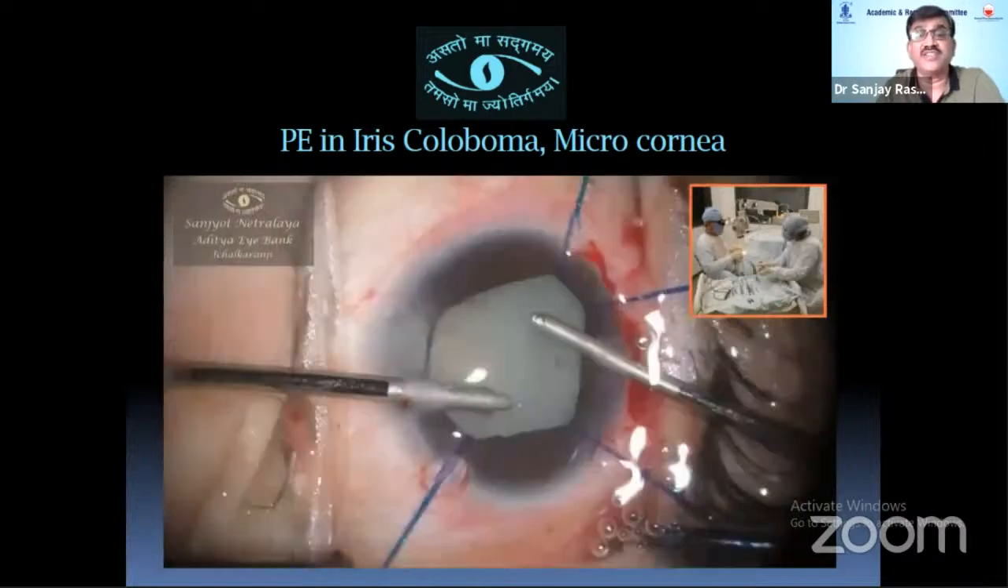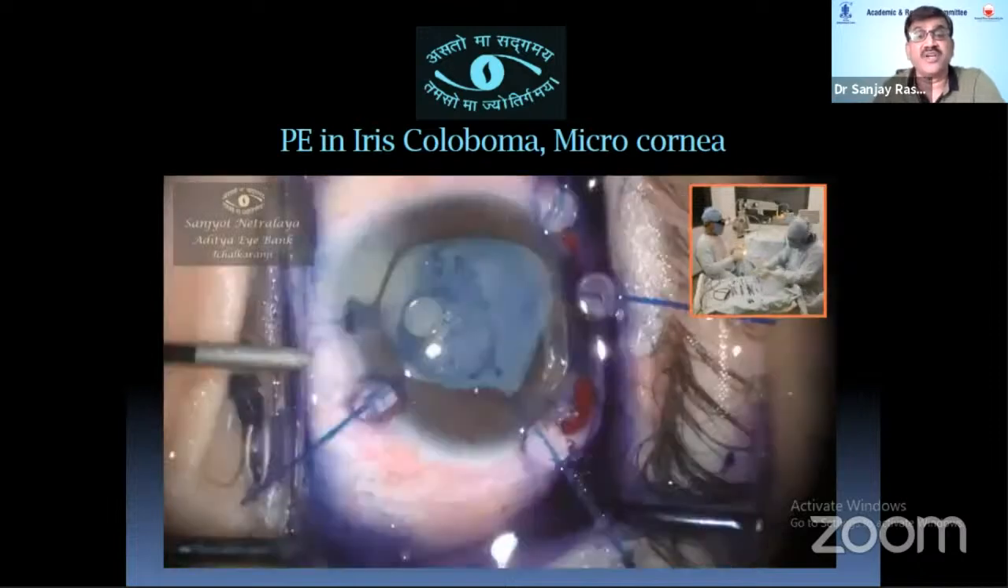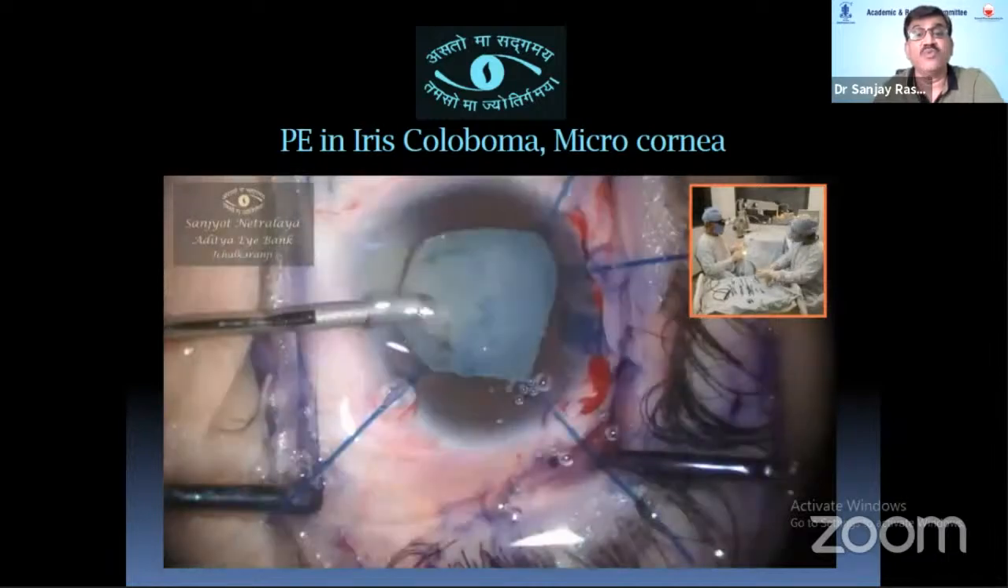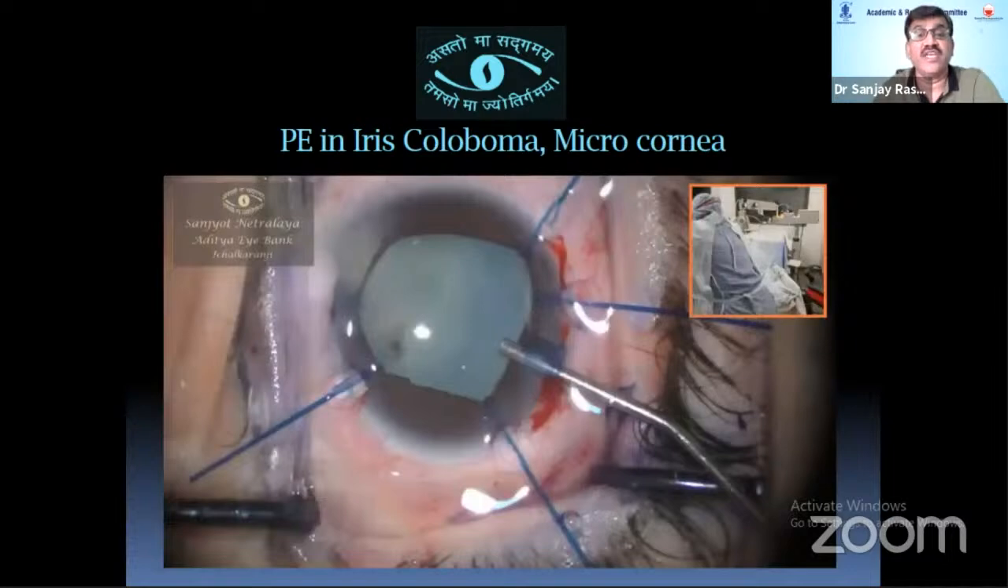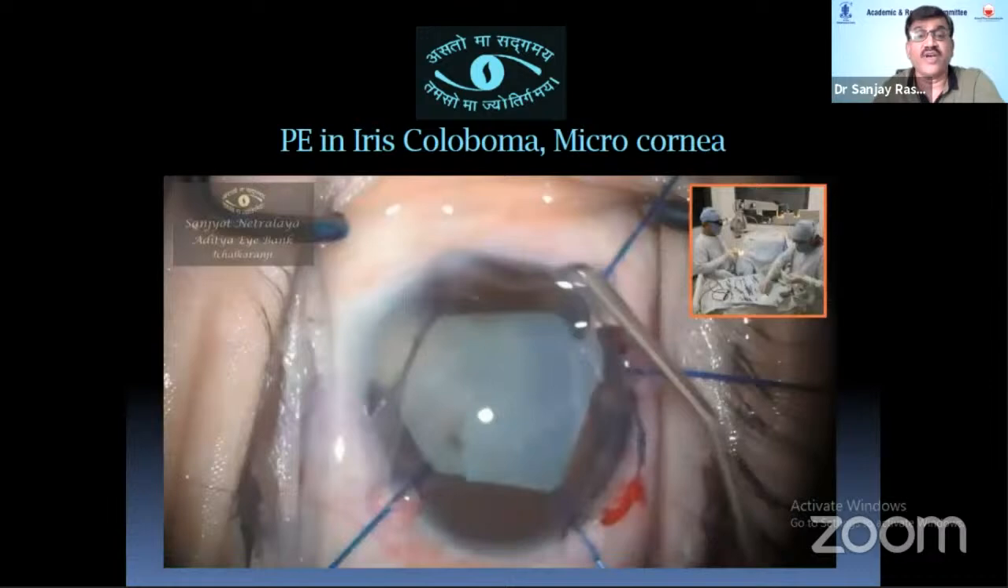The visco is washed away. Then trypan blue is used to stain the anterior chamber. Here the remaining viscoelastic adherent to the endothelium got stained, which fortunately got cleared off with the irrigation. Again, the chamber is formed with visco and deepened to facilitate the CCC.